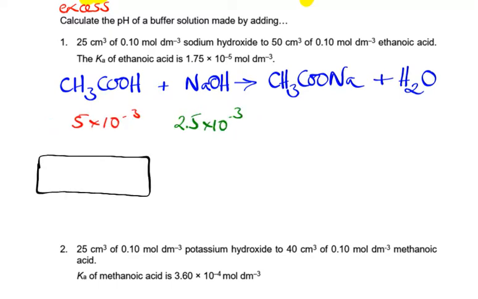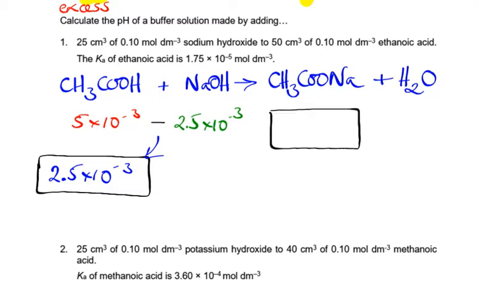When these have reacted, we need to work out how much of the ethanoic acid is left, and we need to simply subtract the moles of sodium hydroxide from the moles of ethanoic acid, and this will give us the moles of ethanoic acid remaining. We also need to work out the moles of sodium ethanoate that we've made, and this will simply be however much of the sodium hydroxide we added, which was 2.5 times 10 to the minus 3.